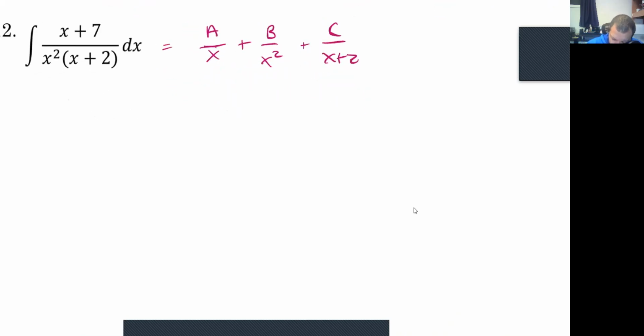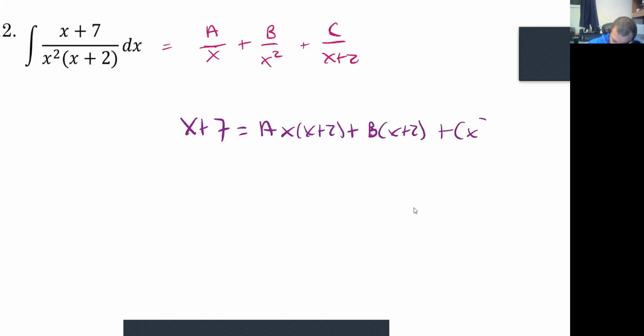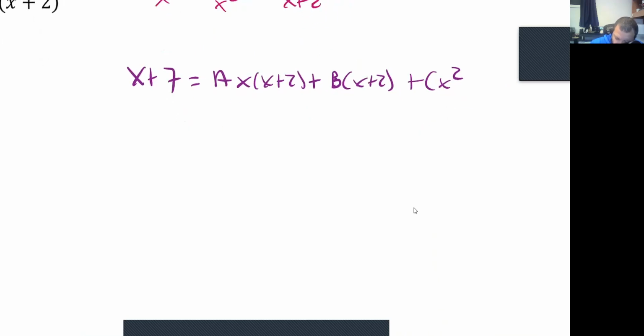All right, so we would get x plus 7 equals a x, right? Because again, we're going to multiply by an x squared, so one of those x is going to cancel. So we're going to get a times x plus 2, plus b times x plus 2, plus c x squared. All right, so then again, we're going to make some smart choices for what we're going to let x equal.